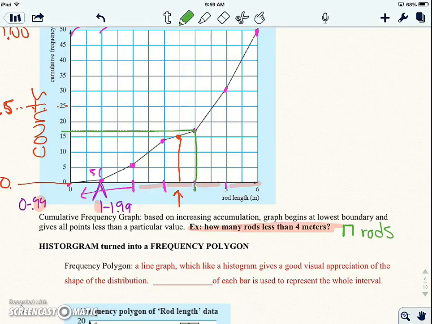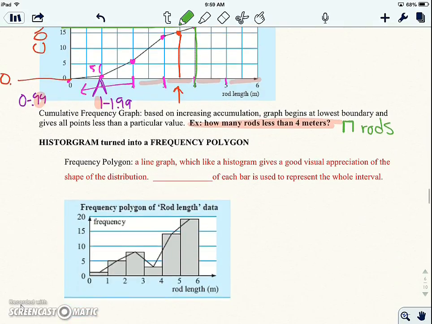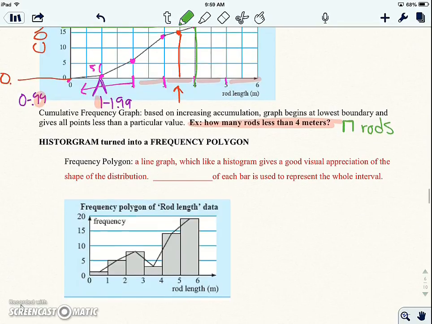And then they could take a histogram and turn it into a frequency polygon. And this is really a super IB thing. I've never seen it in any AP stats book. But remember, we could do a histogram. So they did the same thing. They said between 0 and 1 meter, we had 1 rod. Between 1 and 2 meters, we had 5. Notice this is at 6 because it was adding them up, but there were 5. So they just made their histogram.